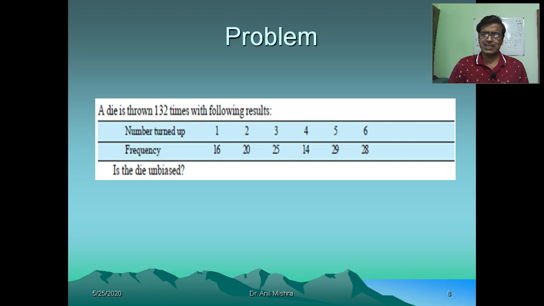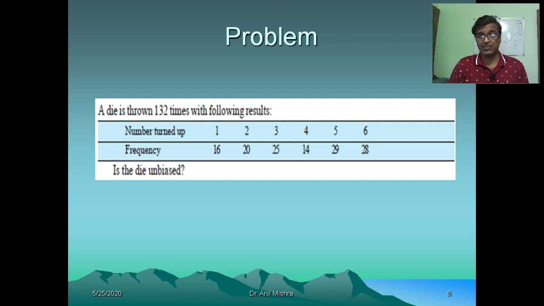Now the question arises whether the die is an unbiased die or a biased die. In order to test the biasedness of the die, we enter the chi-square test, because the outcomes are given: how many times 1 occurs, how many times 2 occurs, and so on. These are the observed frequencies. We have to calculate the expected frequencies. How do we calculate the expected frequencies?